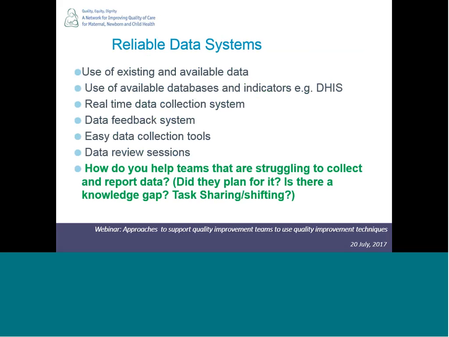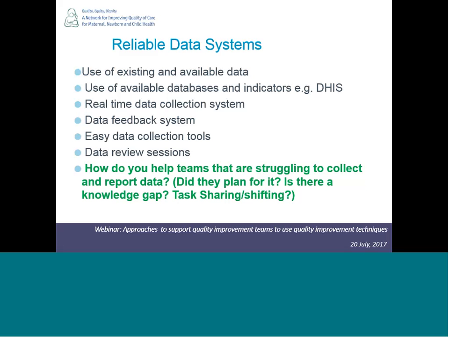So this might be their own district health information system, whether they're doing it manually or electronically. We need to focus on the data that they're using, including the indicators. We need to focus on the indicators that are common, that they are already using, instead of bringing something new.